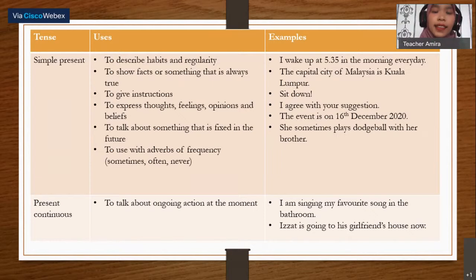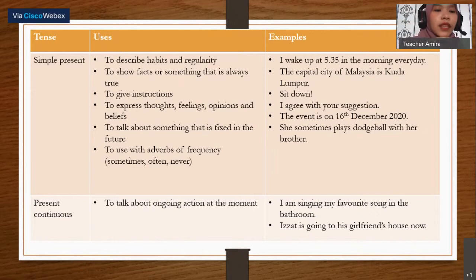And then, okay, we have the example here. Like I said before, I wake up at 5:35 in the morning every day without miss. So it means that it's just my habit to wake up at 5:35 a.m. Yeah, that's so early, right? But that's just an example. I don't wake up at 5:35. I just wake up when I have to perform my subuh prayer, and then I wake up. I don't wake up earlier than that.